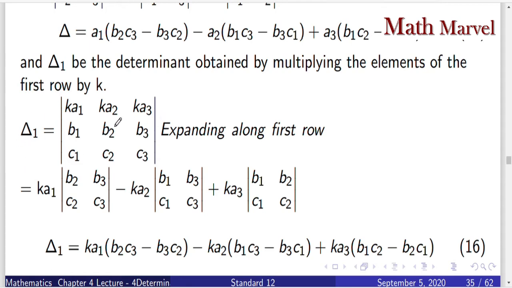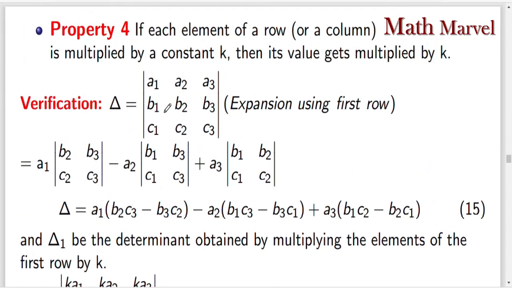Now what is the relation between this new determinant and the old determinant, or what is the value of this new determinant delta 1? According to this property, the value of this new determinant delta 1 is nothing but k times the value of the old determinant delta. So delta 1 is equal to k delta. Here we are multiplying any row or any column by k, so we have to multiply the entire value of the determinant by k, and we get the new determinant delta 1. So this is the meaning of this property.